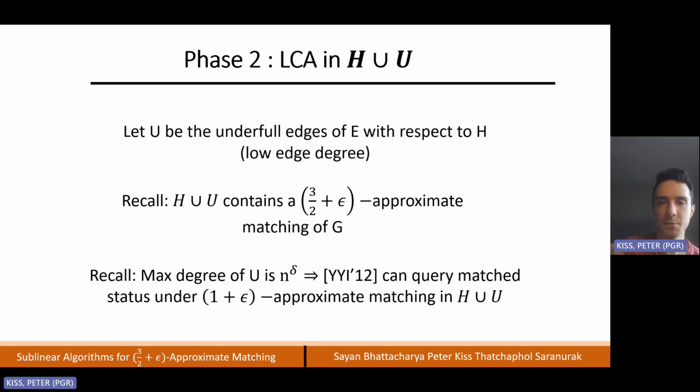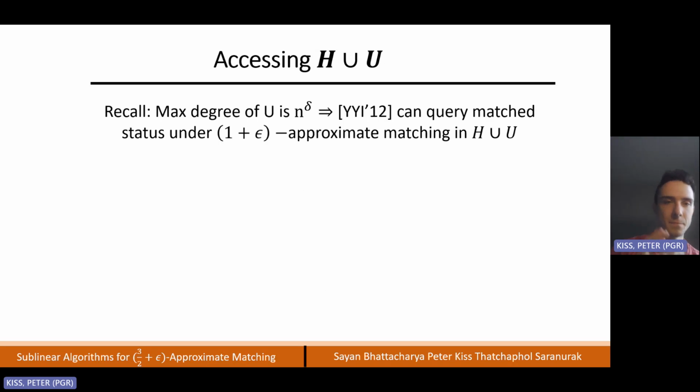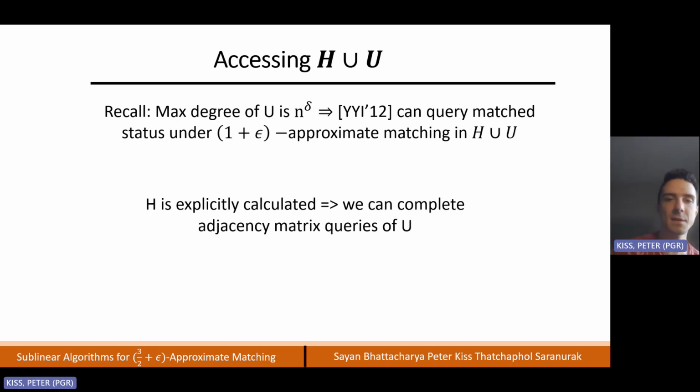δ here can be set to be an arbitrarily small constant, the LCA algorithm can actually efficiently query this structure H union U. So the max degree of U is n^δ, but we don't actually have access to U directly. But do note that H is explicitly calculated, and whether an edge is in U or not really just depends on the edge degree in H. So if we query an edge of the H set, we can decide whether it's in U or not. So we have adjacency matrix access to U.